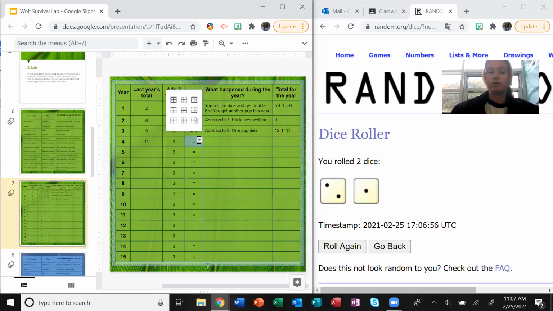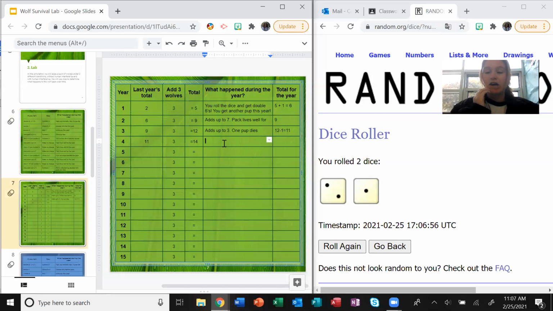11 plus 3 equals 14. You'll roll the dice, all right? Obviously, yours is going to look different from everyone else's because your dice is not going to hit the same number every single time. That's the idea.